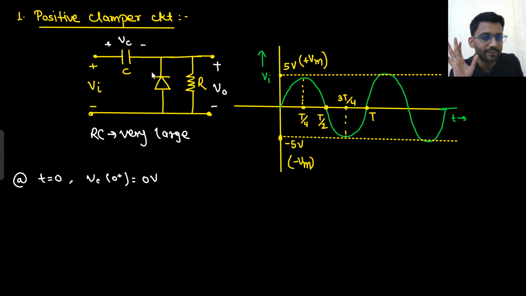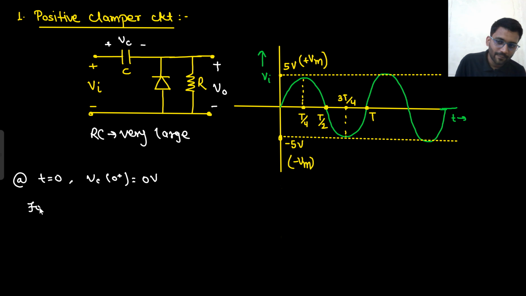Are you able to grasp this point or not? Initially, there is no charge on the capacitor, so the same input is going across the diode. Now, if the input is positive, the diode is having some positive voltage, but the N side is positive and the P side is 0. That means the diode will be off. Are you getting this point?